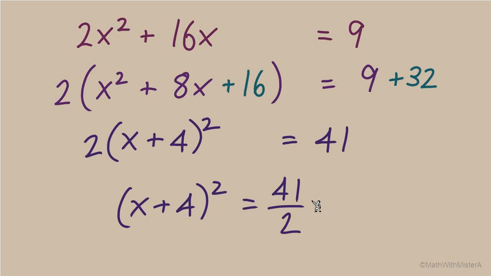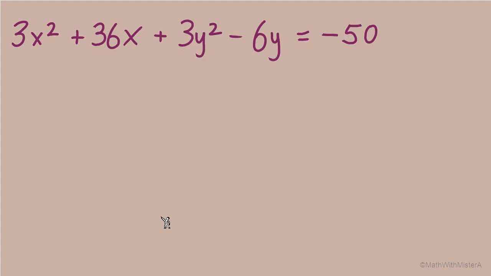You can tell it's not exactly a circle equation because we have only one variable. So let's get to that example right now. 3x squared plus 36x plus 3y squared minus 6y equals negative 50.